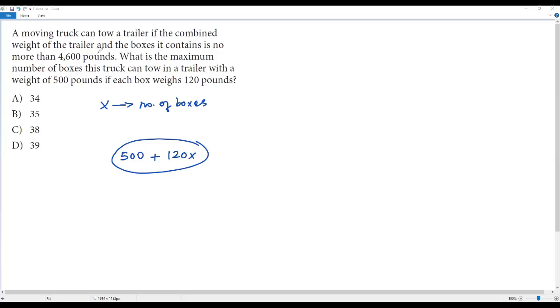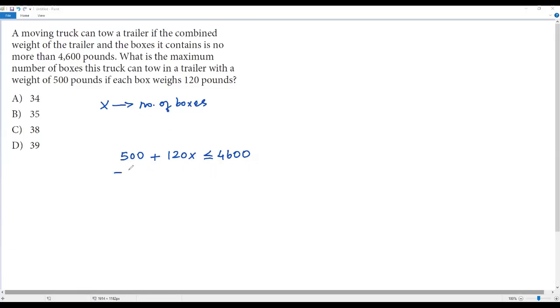And according to the information, the total weight the moving truck can tow has to be no more than 4,600. That is, this weight cannot be more than 4,600 pounds. That is, this weight can be equal to 4,600 or less than 4,600 pounds. Now in this inequality, I have to solve for X, which represents the number of boxes.